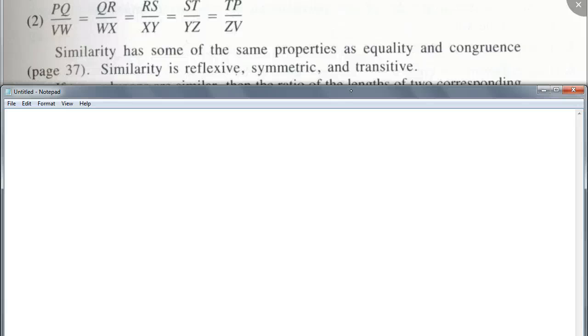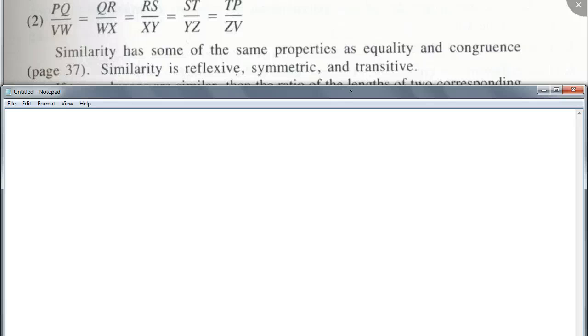Just like the congruence. Didn't we have the reflexive property of congruence, symmetric property of congruence, and transitive property of congruence, and so forth? We also had the reflexive property of what? Equality, symmetric property of equality, and transitive property of equality.